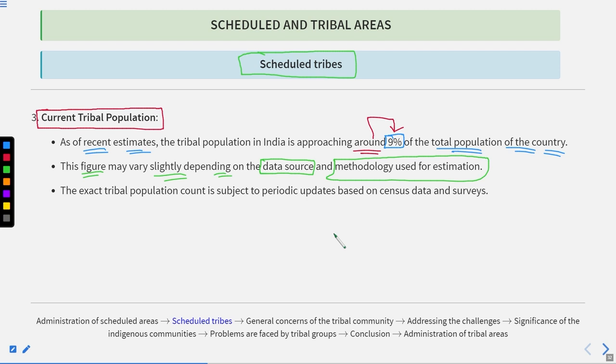What is the reason behind this variety? You can say varyingness. It is basically the data source from where the data has been collected. Secondly, it is the methodology that was used for the estimation. So if we talk about this particular case, there are two types of data. What is the type of data?